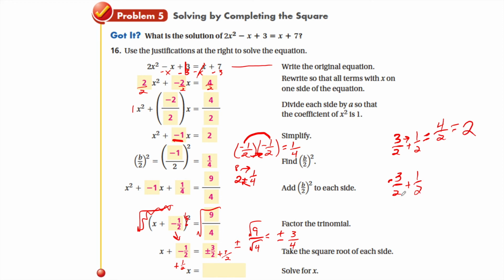And again, the same denominator, so we have a negative 3 plus 1, which is the same thing as a negative 2 divided by 2, which equals a negative 1. So our x values will equal a negative 1 and a positive 2. In this case, they show it as a 1/2 plus or minus a 3/2. Which is perfectly fine, but the correct answer, and the answer that you should be putting, is the 2 and the negative 1.